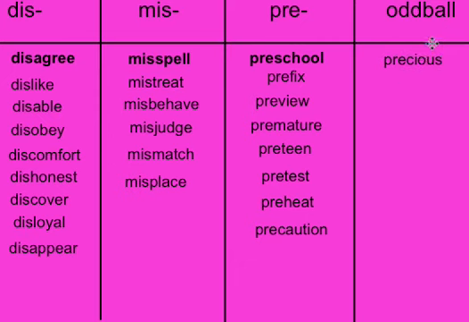Let's talk about this. All of our words have a prefix that changes the entire meaning of the word. And in this word, precious, the pre does not change the meaning of this word at all. So that's why it's an oddball. Remember, prefixes change the meaning of a word, and in this case, this pre in precious does not change the meaning. So it is an oddball.